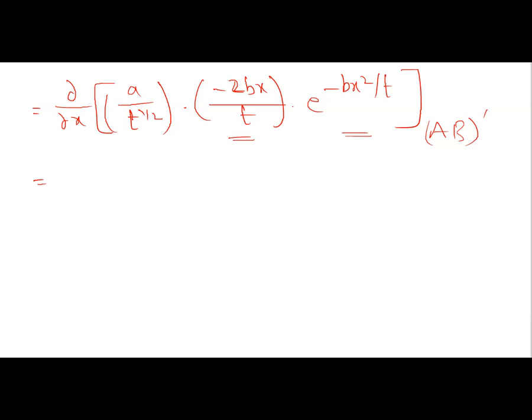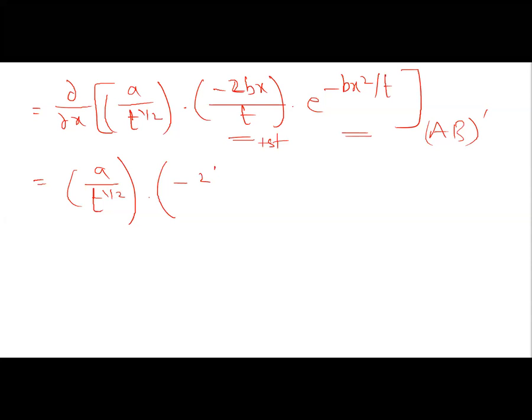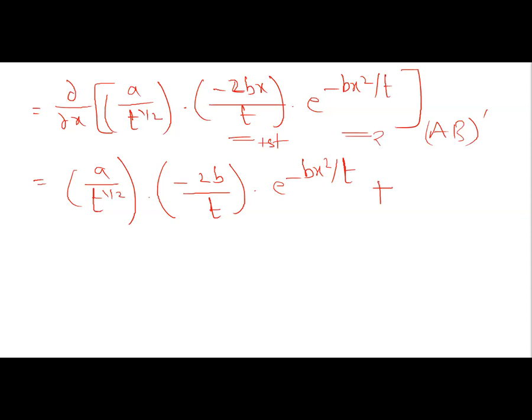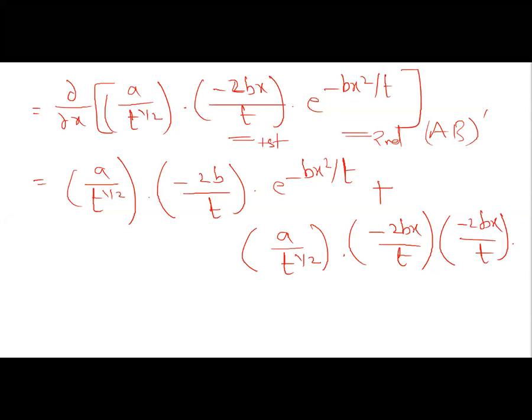So let's calculate the derivative for the first term here. Let's say this is the first term. It's going to be a over t^(1/2) times -2b over t times e^(-bx²/t), plus, now let's calculate the derivative for the second term, which is going to be a over t^(1/2) times -2bx over t, again -2bx over t times e^(-bx²/t).